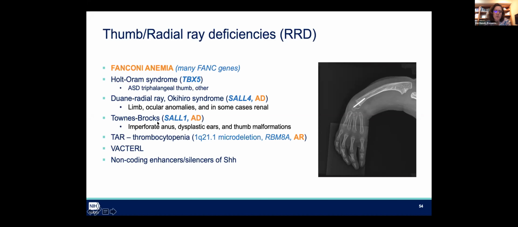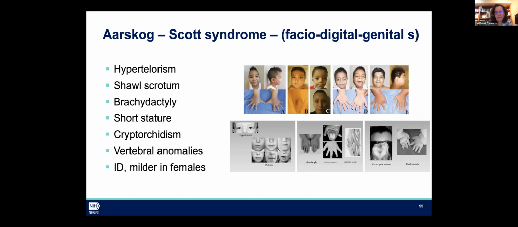Townes-Brocks, SALL1, autosomal dominant again, imperforate anus, dysplastic ears and thumb malformations; thrombocytopenia with absent radius syndrome caused by 1q21.1 microdeletion or autosomal recessive mutation in RBM8A. So again, an important differential to learn more about.